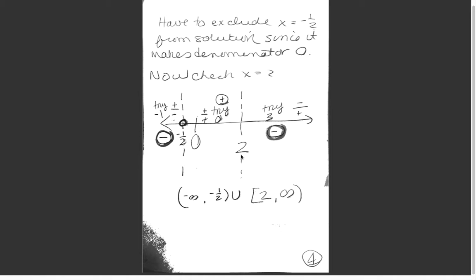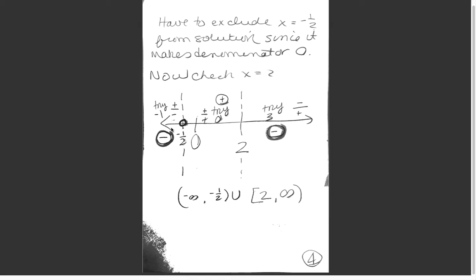So in the region greater than 2, I'm going to pick 3. A 3 will make the numerator negative, the denominator positive. A negative over a positive is a negative. Between minus 1/2 and 2, we're going to pick 0. When I plug a 0 in for x, I get a positive over a positive. That's a positive. So between negative 1/2 and 2 is positive, so we're not going to include that as part of our solution because we're looking for where it's less than or equal to 0.